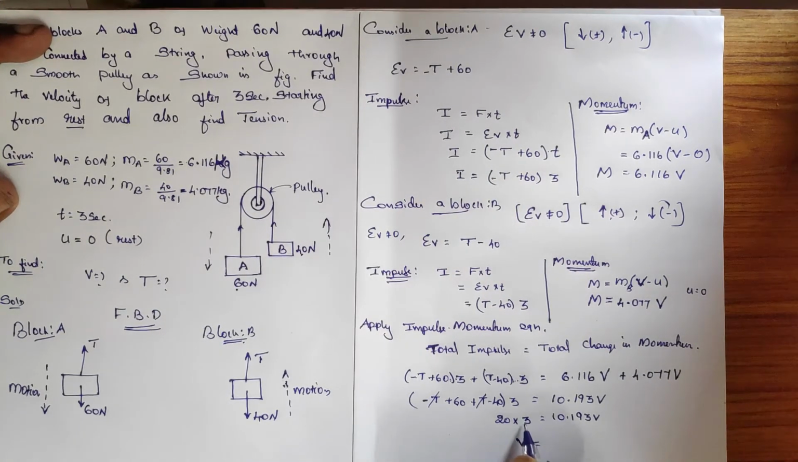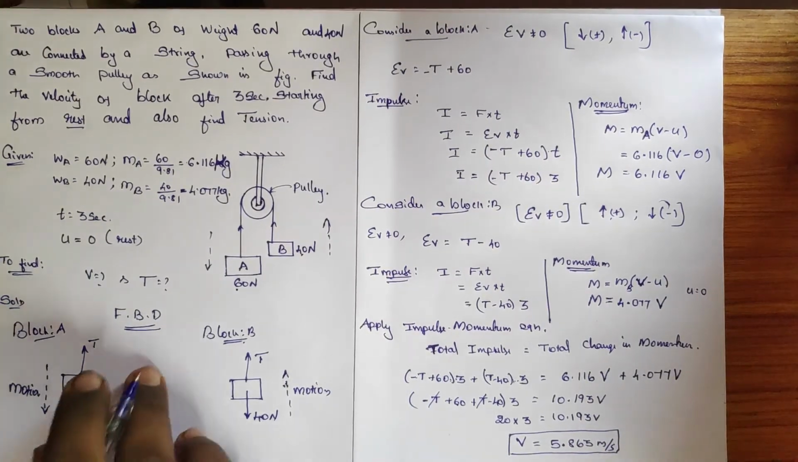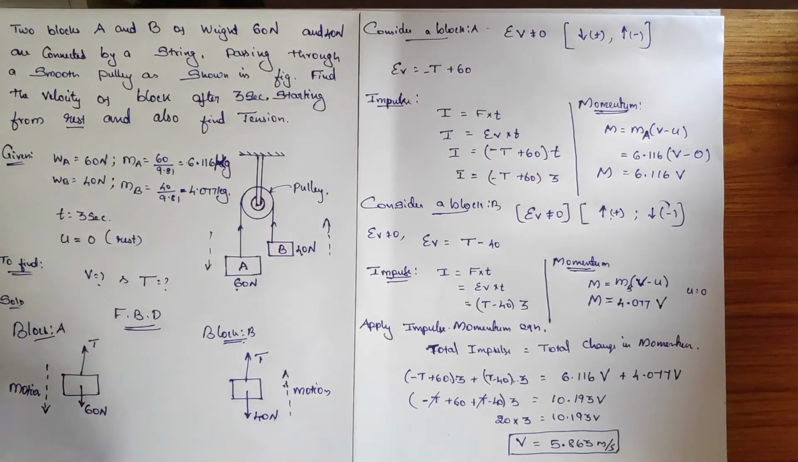Okay. So now the velocity can be easily identified. Just divide 20 into 3 by 10.193. We may get 5.863 meter per second. Velocity unit is meter per second. Okay. So here the velocity of the block after 3 seconds is identified.